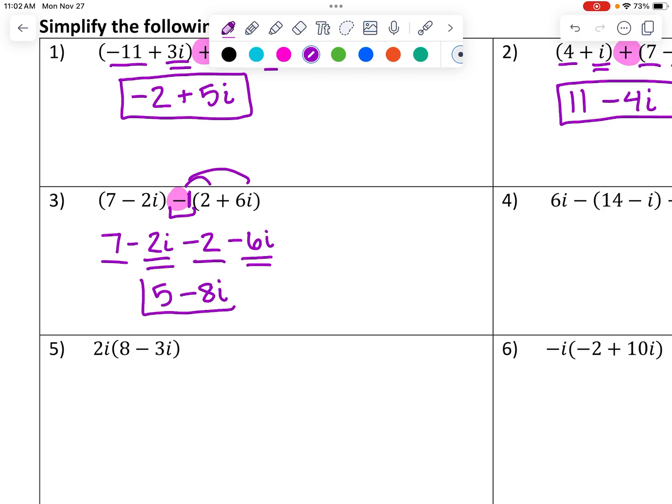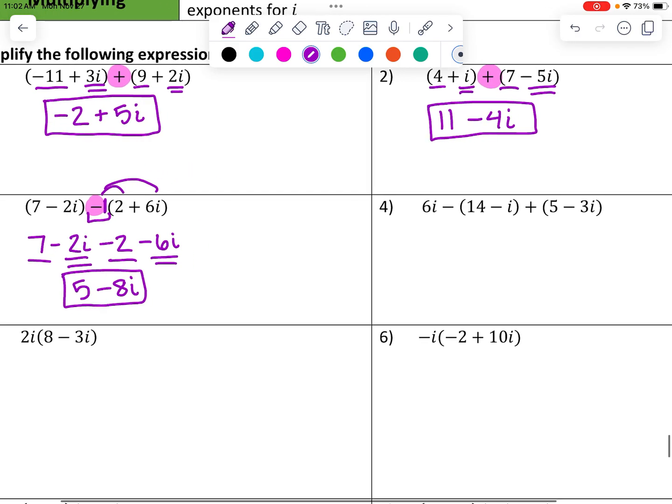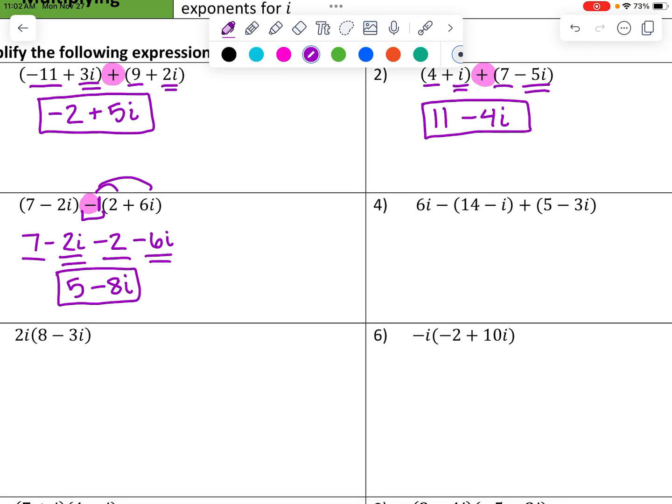Just like we did on the addition problems. All right, looking at number 4, I have a couple different operations. I have a negative here, and then I have a positive or a plus. So I'm going to distribute my negative 1 to take care of that subtraction.